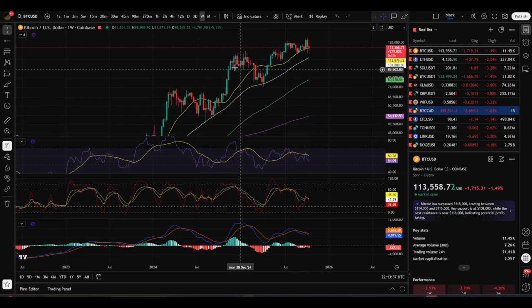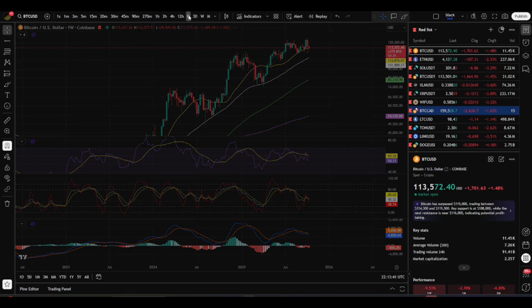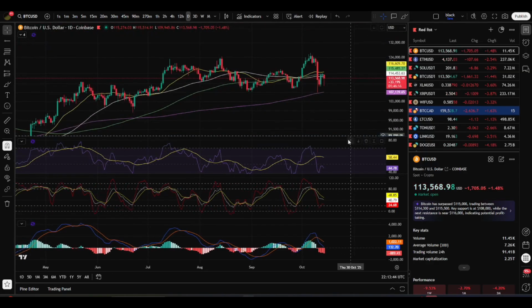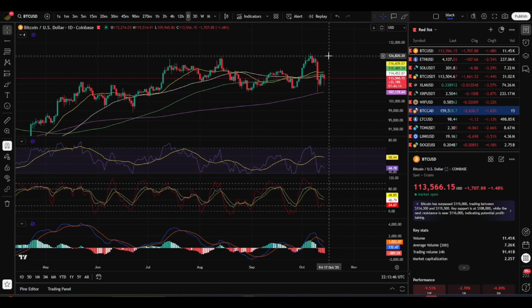When we are going to be discussing time frames, we will be working on our weekly, 3-day, and daily time frames. We'll be just going over this really quickly here. So let's look at the daily. Each candle is a day, right?